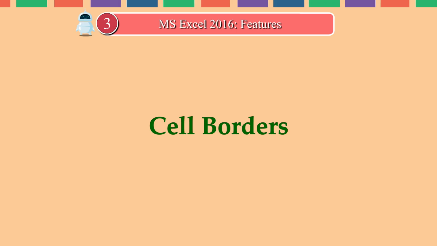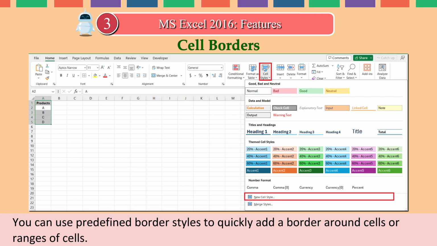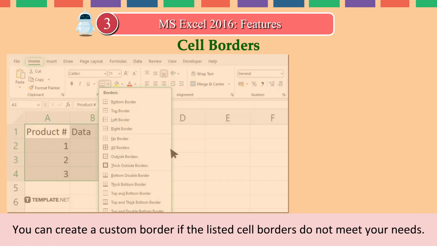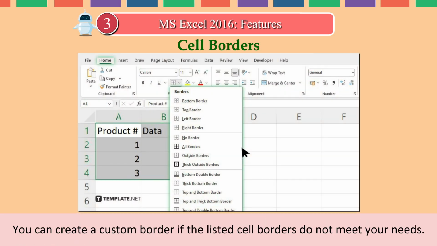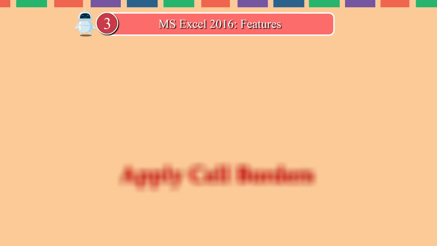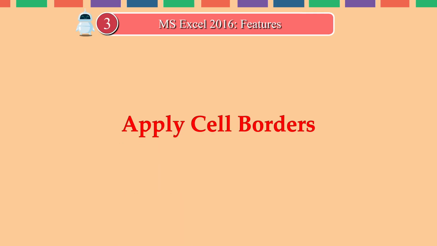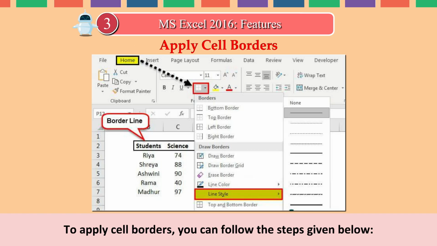Cell borders. You can use predefined border styles to quickly add a border around cells or ranges of cells. You can create a custom border if the listed cell borders do not meet your needs. Apply cell borders. To apply cell borders, you can follow the steps given below.